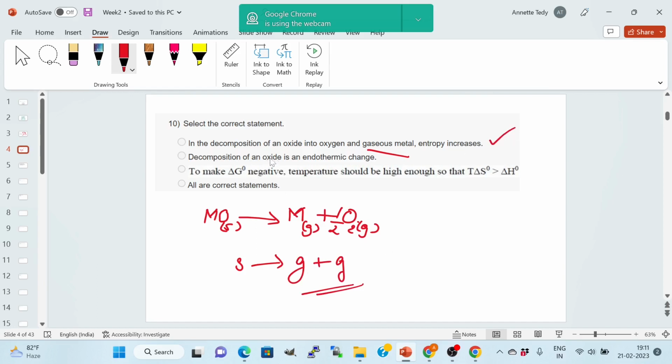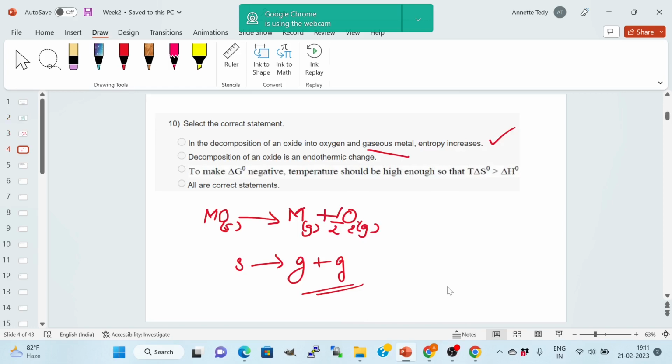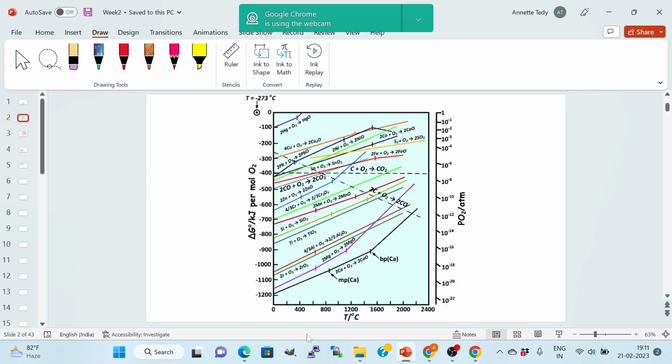Then we'll check whether the decomposition of an oxide is an endothermic change. So in the previous one, here we can see that with temperature, this graph is going up, right? So see, till 2400 degrees Celsius temperature, the oxide formation is still happening.